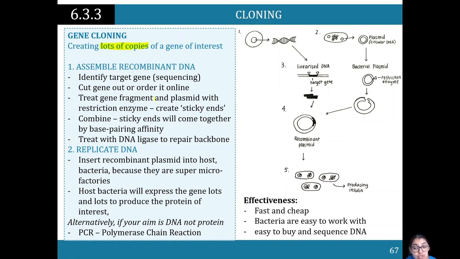We then treat that gene fragment and plasmid with restriction enzymes. What that means is we cut the gene in specific places, and then we create sticky ends of that gene. We then combine the sticky ends together, and once the sticky ends come together, they come together by base pairing affinity, and then we treat with DNA ligase to repair the backbone.